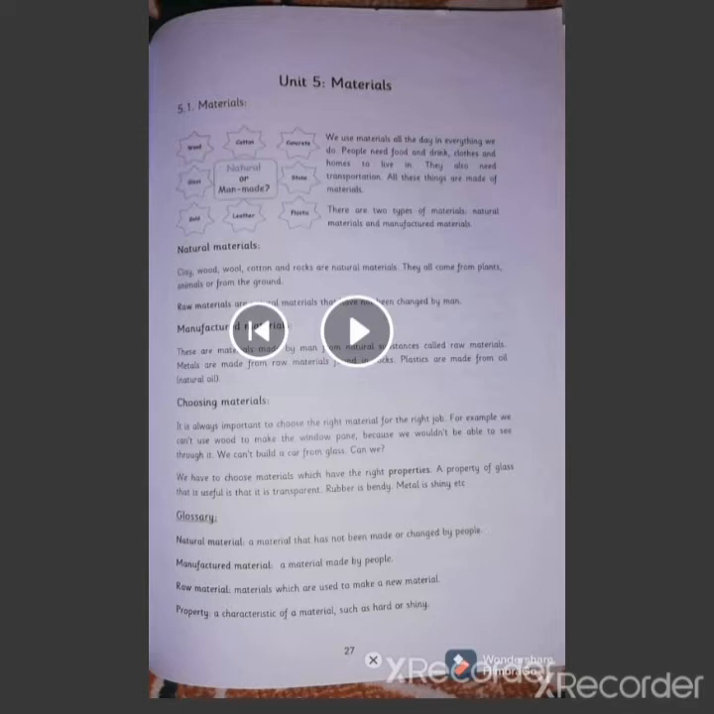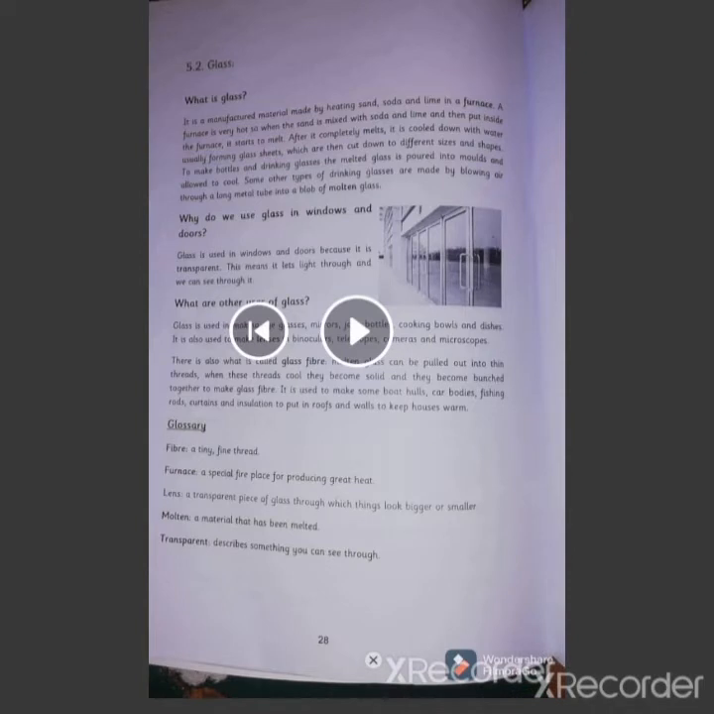Okay, let's start the new paragraph. Natural materials like clay, wood, wool, cotton, and rocks are all natural materials. They all come from plants, animals, and from the ground. Raw materials are materials that have not been changed by man.